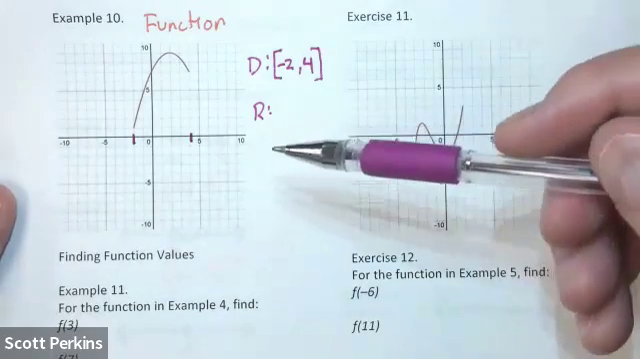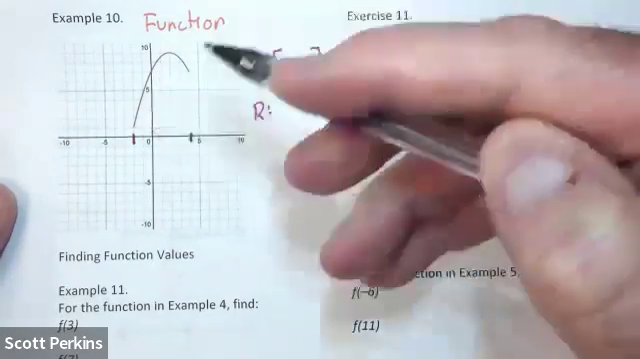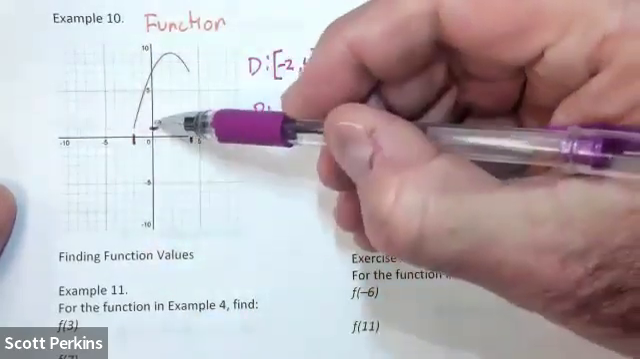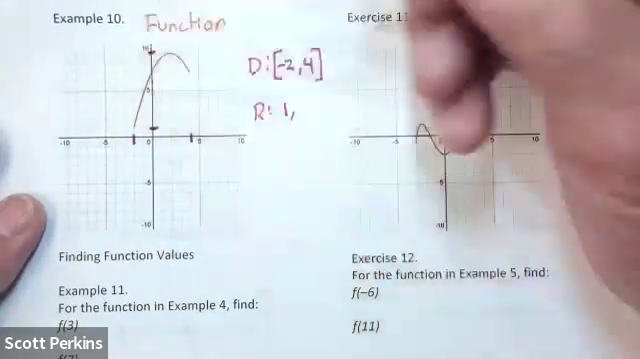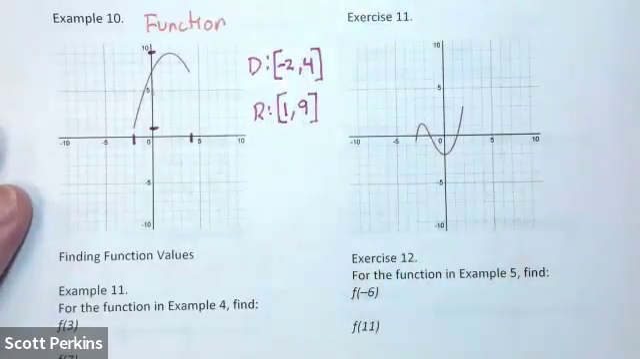How about the range? What's the furthest down my graph is going to go here? Yep, 1 right here. I'll put a little mark right there, 1. What's the furthest up this graph goes? Yep, it peaks up there at 9. And so I'm going to put brackets at both ends of that.